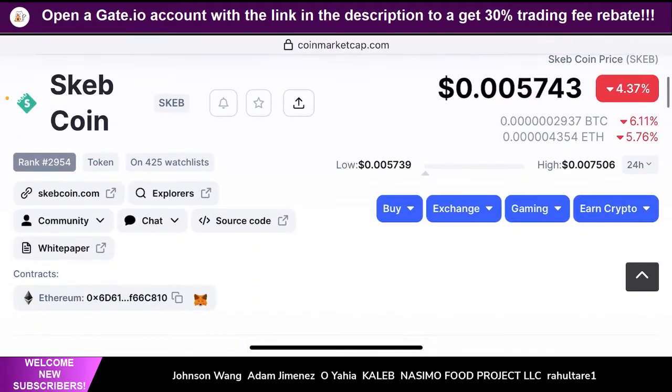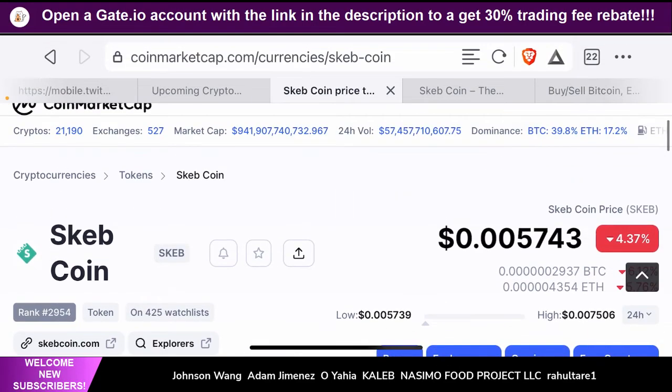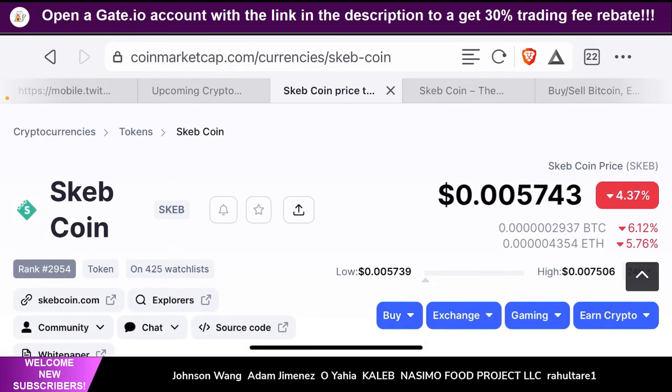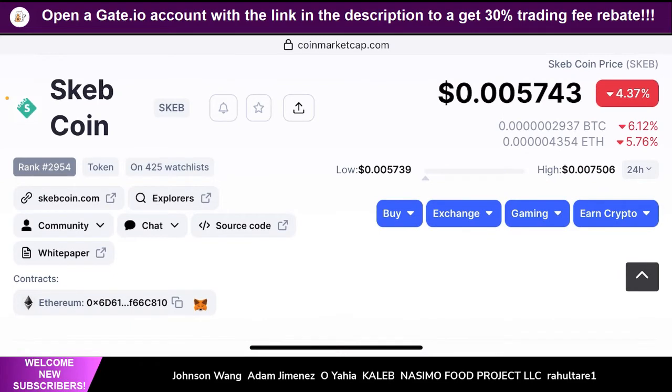This token is currently ranked 2,954th by market cap on CoinMarketCap, and is currently trading at less than 1 cent per token. It's in fact $0.0057 per token, so significantly less than 1 cent, and therefore it's a good sticker price where a lot of newcomers will be interested in buying this token, right? So this is the best thing about good short-term projects. These kind of tokens definitely attract a lot of newcomers, and it starts pumping right away, and you can dump this token and make some really good gains in the short term, right?